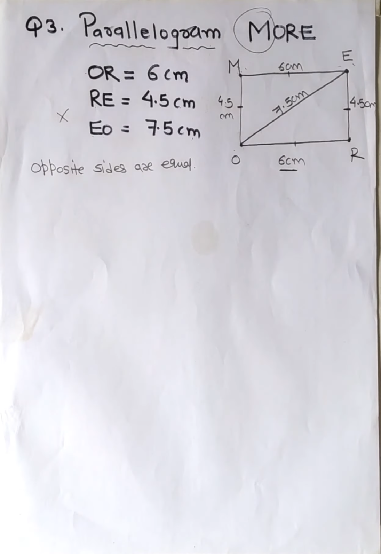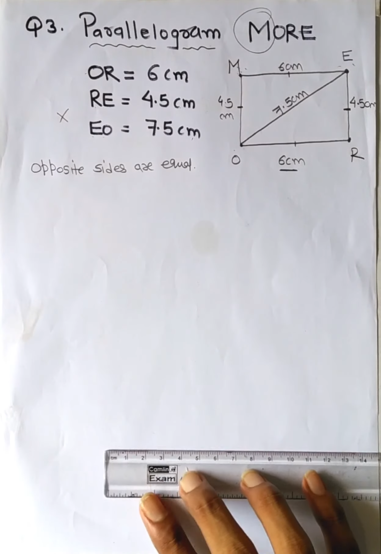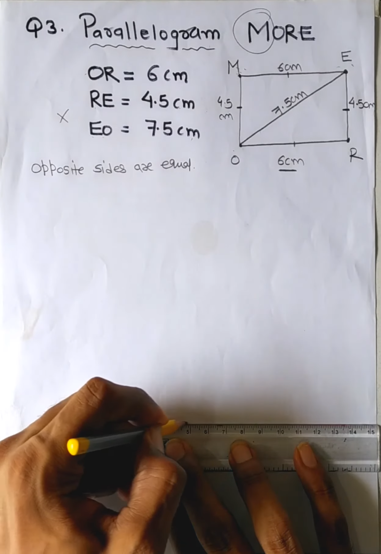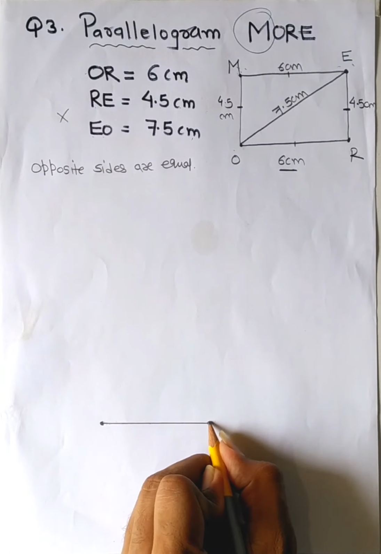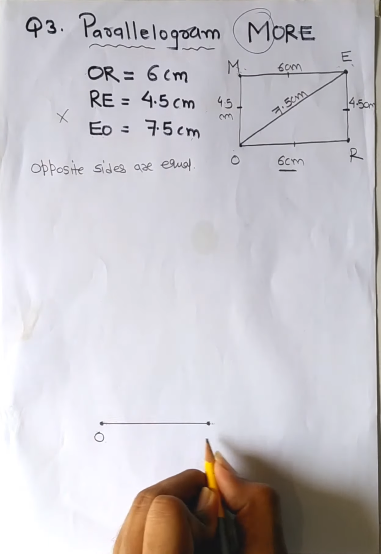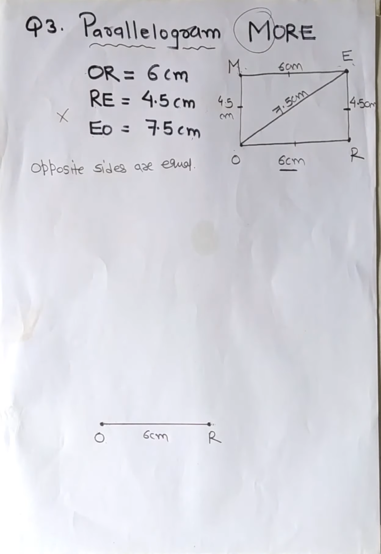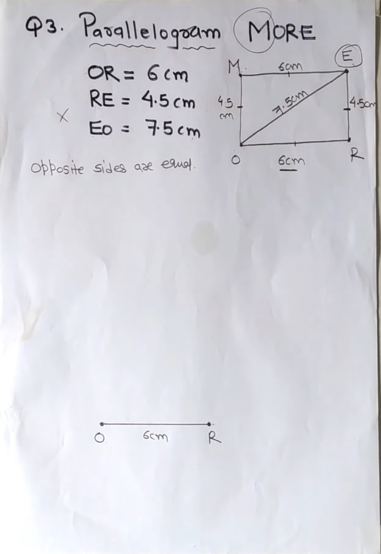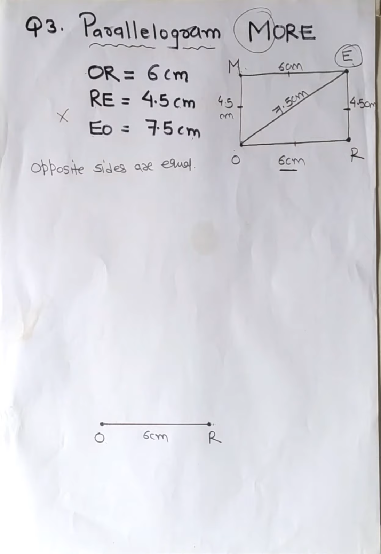Taking scale and pencil, I will draw the first side, that is OR, very carefully from 0 up to 6 centimeter. Here I am drawing the end points to make sure that I have got my two vertices. 6 centimeter is the measure. Now I will obtain point E by making one arc from R and another arc from O. Clear? So let us go for RE.